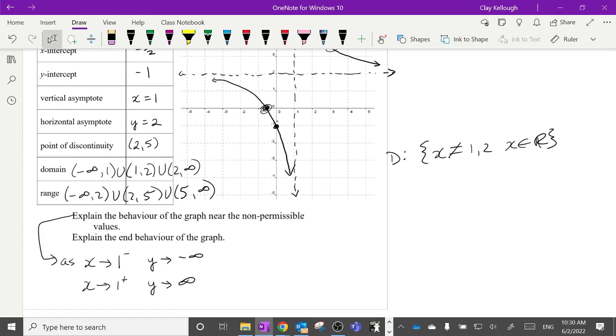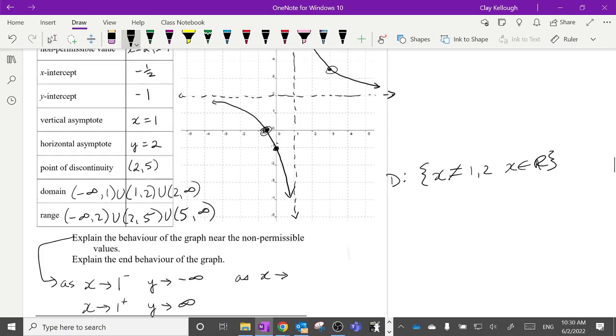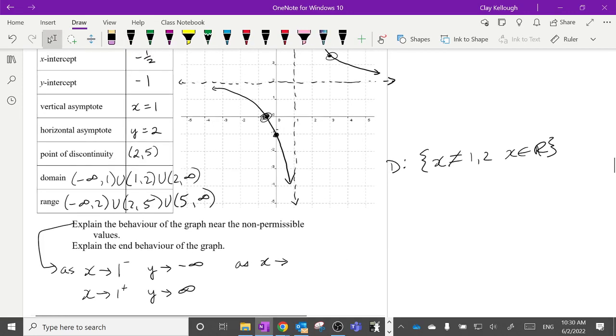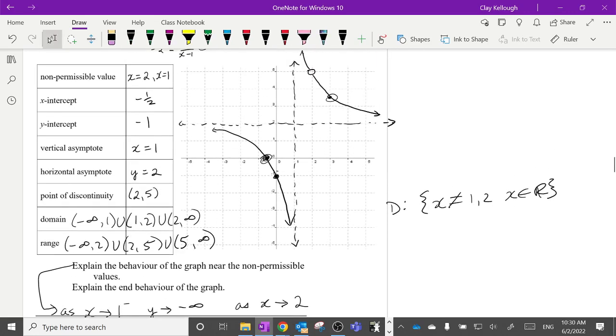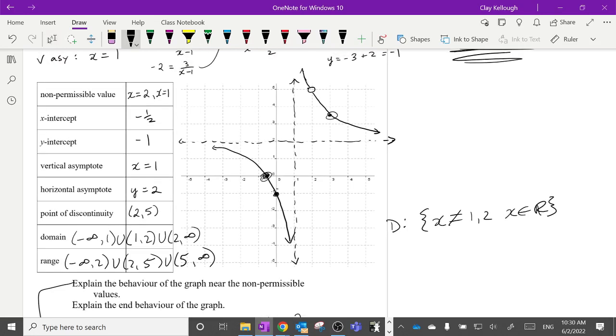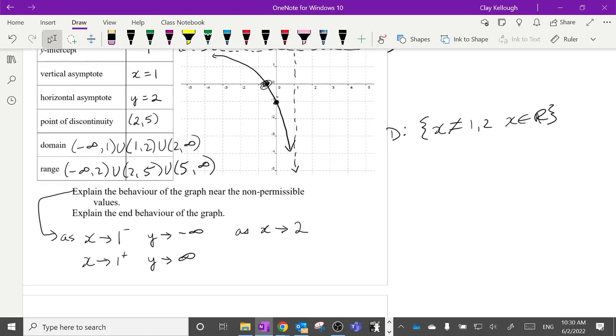The other non-permissible value, as x approaches 2 from either direction, or is it 2? Yeah, it's 2. As x approaches 2 from either direction, if it's behaving the same in both directions, coming from the left or coming from the right, I'm heading towards y is 5. So I don't have to say from the left or right if it's the same. So as x approaches 2, y approaches 5. So there we go. So that's the behavior near the non-permissible values.